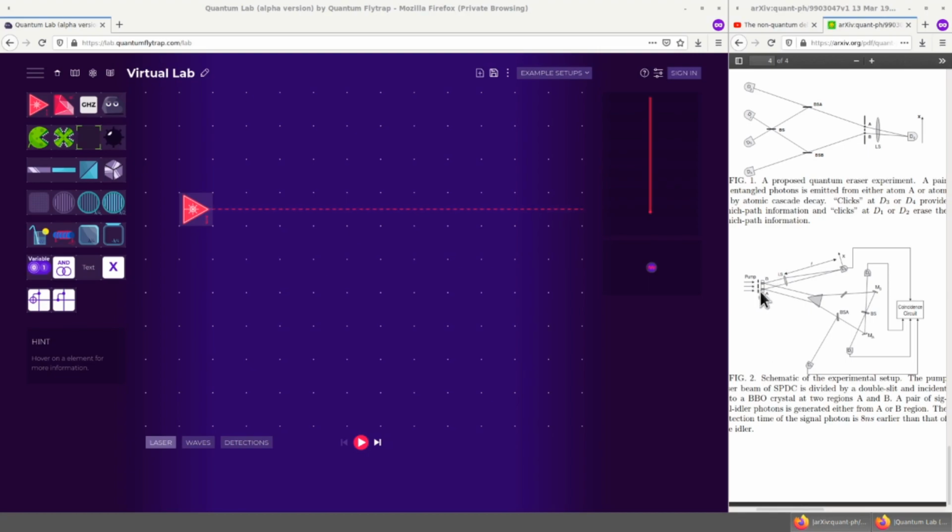So let's start translating the pieces. First we need our entangled source of photons. In the virtual lab, we get that with a BBO crystal. One minor difference between the experimental setup here and what's happening here is that in the experiment, they're creating photons whose paths are in superposition, whereas here we're creating photons whose polarizations are in superposition. Or, whose polarizations are entangled, and here the paths are entangled.